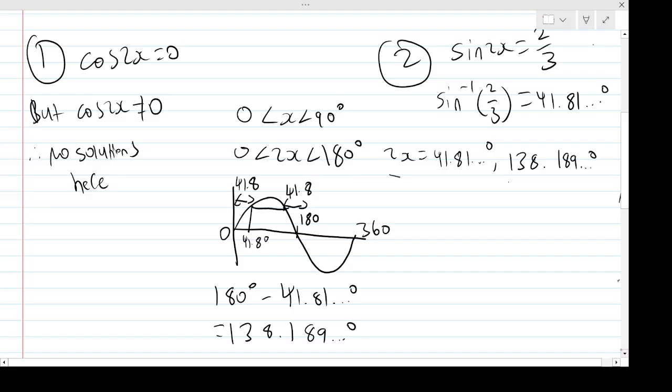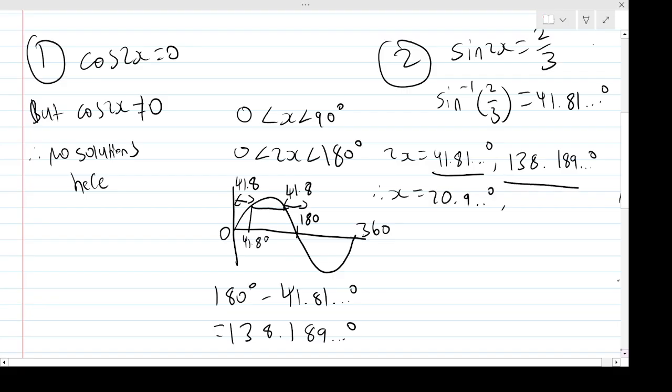Right, so 2x is equal to all this, so therefore we need to get x, right? To get x, obviously divide by 2, so 2x divided by 2. If we divide this 41.81 first by 2, I get 20.9 blah blah blah degrees.